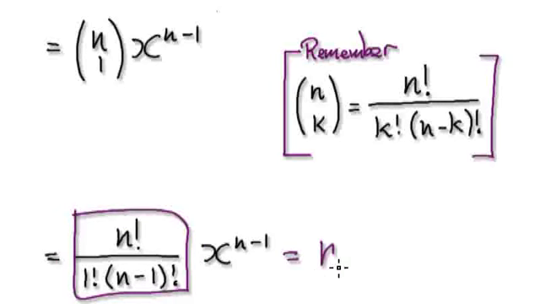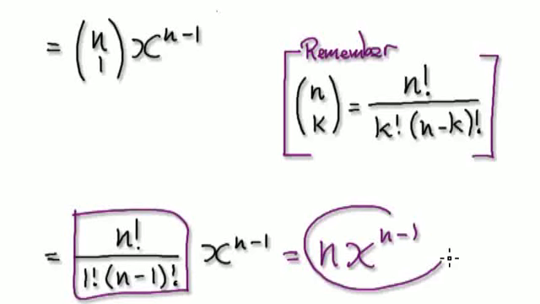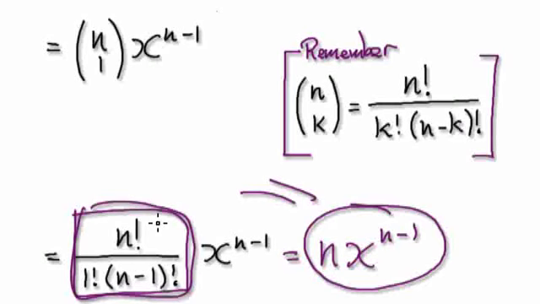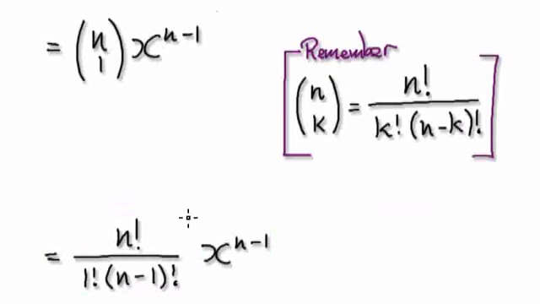So the whole thing here becomes n times x to the power of n minus 1. That's why when you differentiate the whole thing, it becomes this, because this thing here is in effect n.